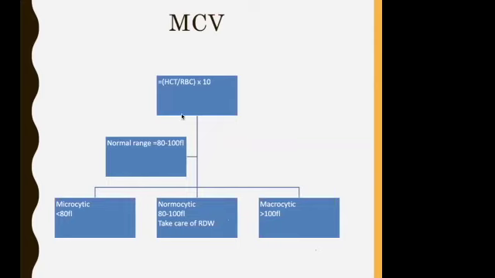Again, this is just saying the same things we just said. It says, how do you calculate the mean corpuscular volume? You don't need to know that. You just need to know that the normal range is 80 to 100. If it's lower, it's microcytic. If it's 80 to 100, it's normocytic. If it's higher, it's macrocytic. That's it. And then you start looking at the mean corpuscular hemoglobin.